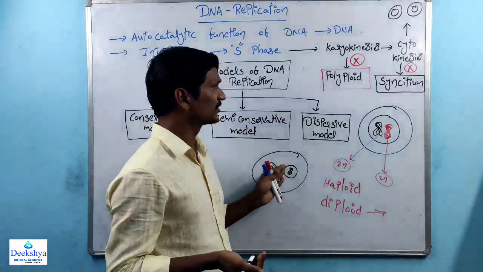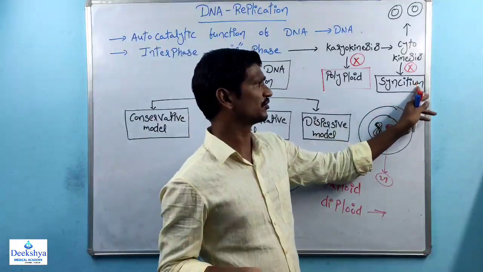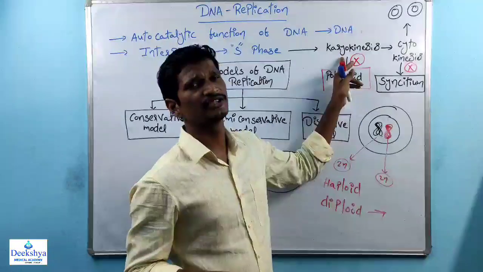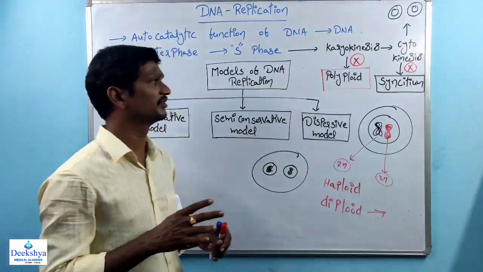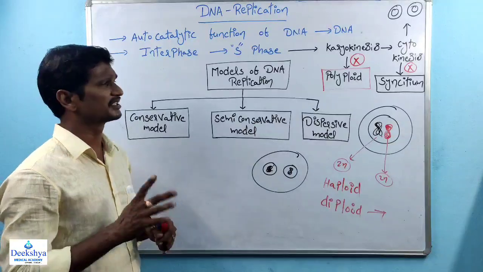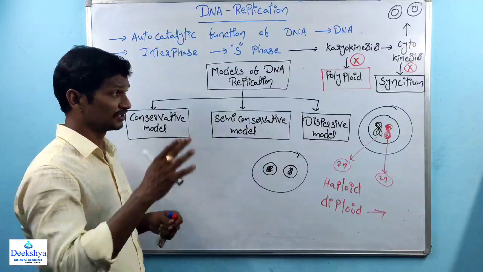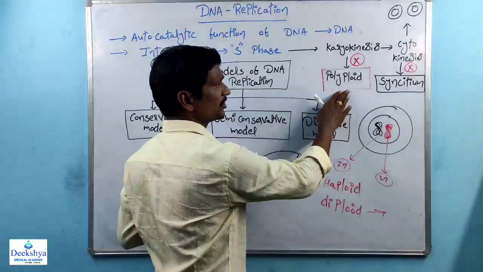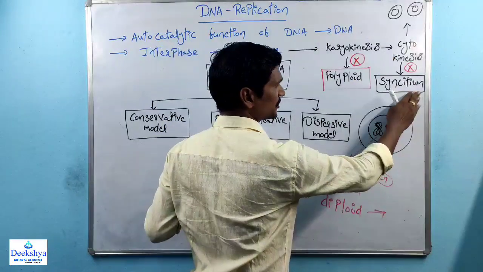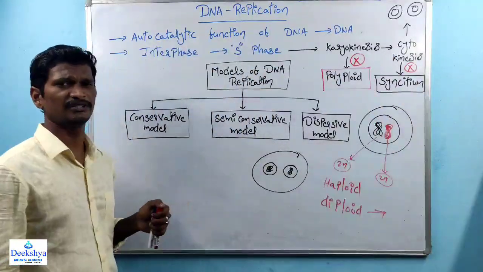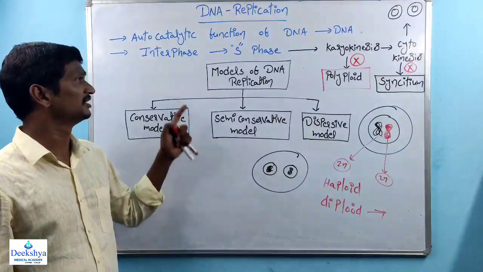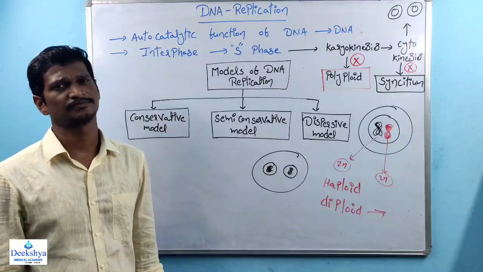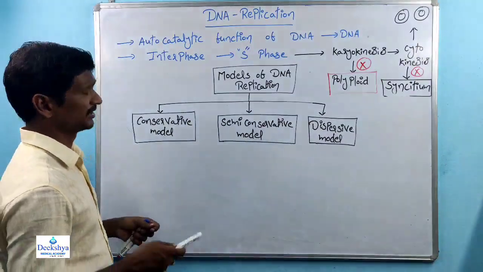So if cytokinesis does not take place, the condition is called syncytium. If karyokinesis does not take place, the condition is called polyploidy. So that is the difference between karyokinesis and cytokinesis. That is the general discussion about the cell division process. Yeah, coming to the next one.